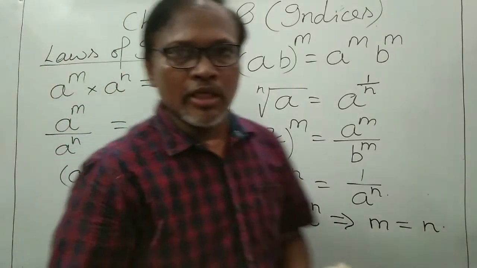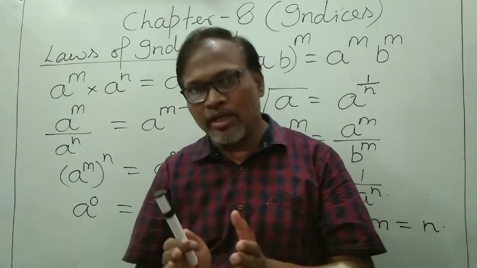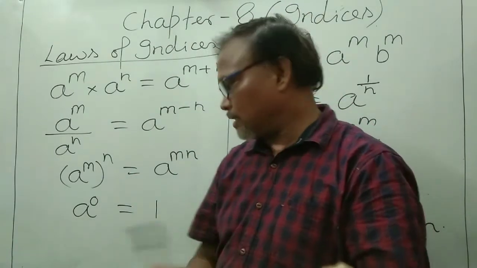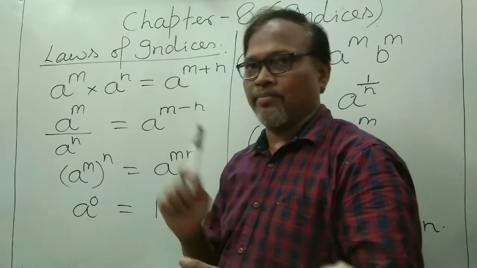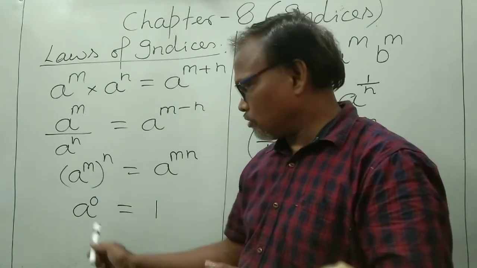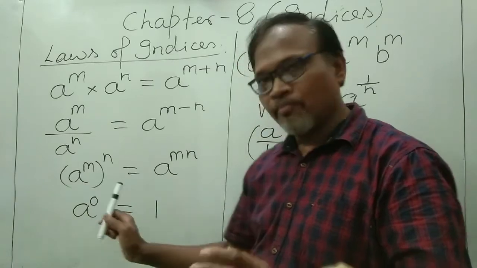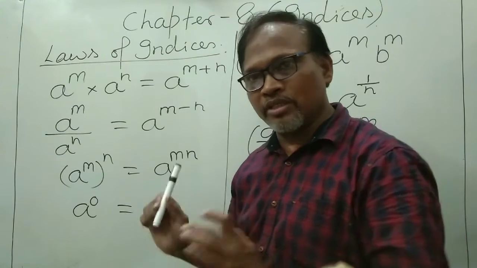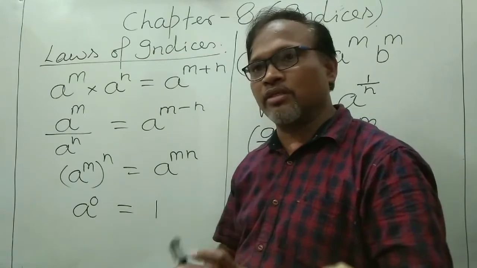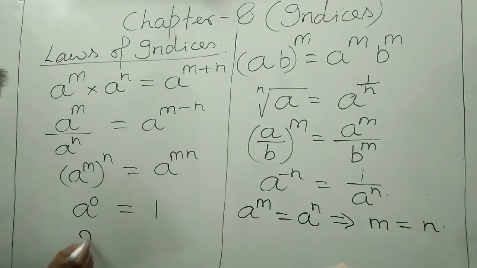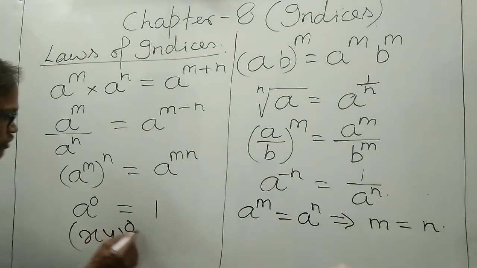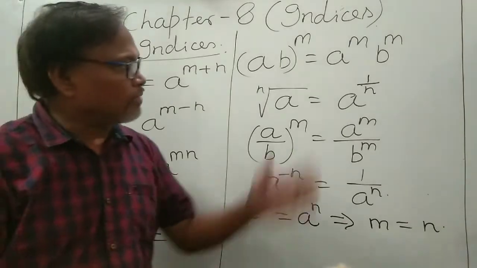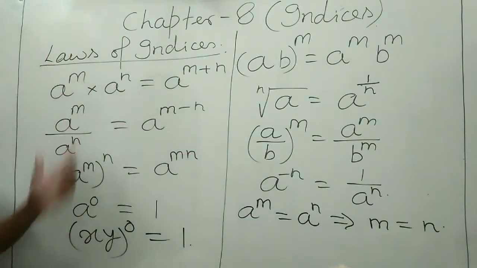But if any variable or any number has the power 0, then it is always equal to 1. So a to the power 0 is 1, 2 to the power 0 is 1, 5 to the power 0 is 1, x to the power 0 is 1, and also if you have the multiplication x y, then x y to the power 0 is also 1. There are some applications. These are the basic rules.